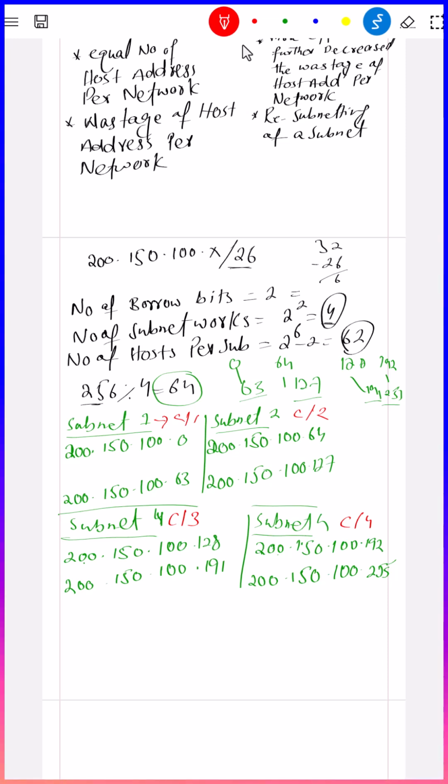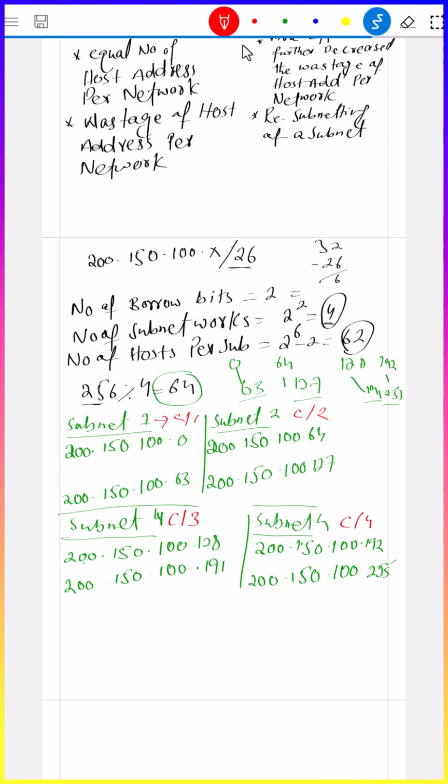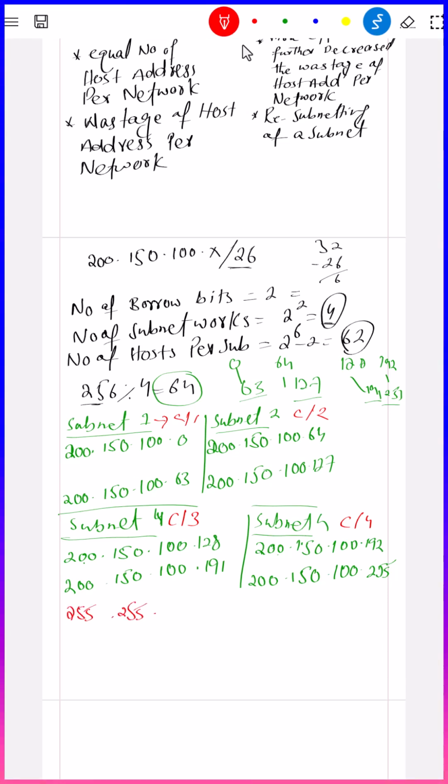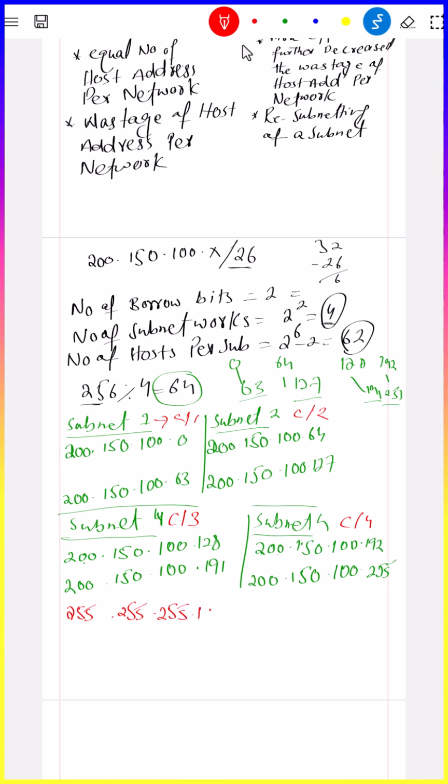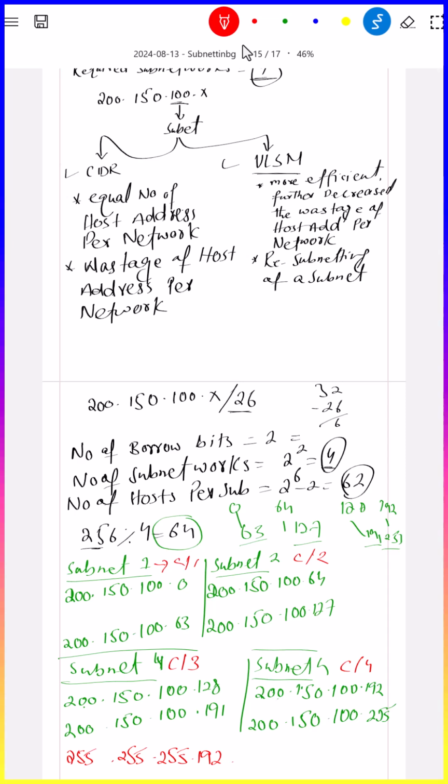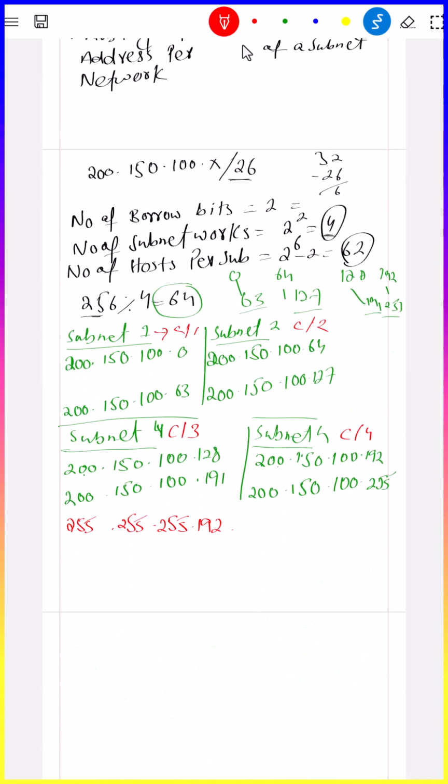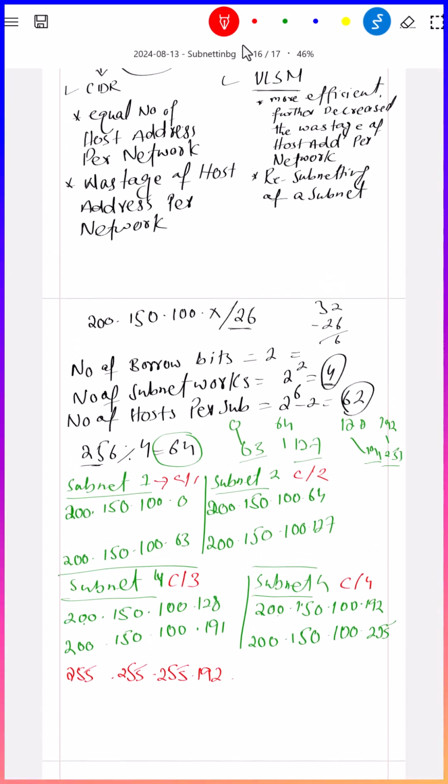I required to have 4 subnetworks, and CIDR gives me what? 4 subnetworks with the subnet mask of 255.255.255.192. Now come back. Equal number of host addresses per subnetwork. So you can see in each subnetwork the number of hosts is what? Equal. Like 64 is here, 64 is here, 64 and 64.